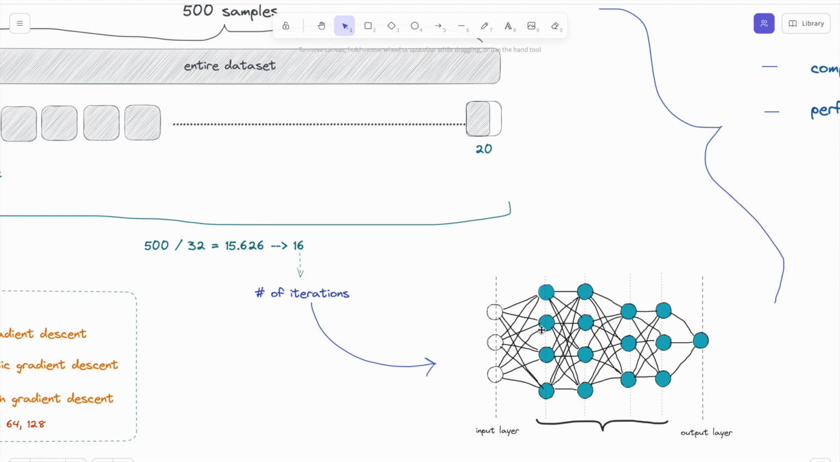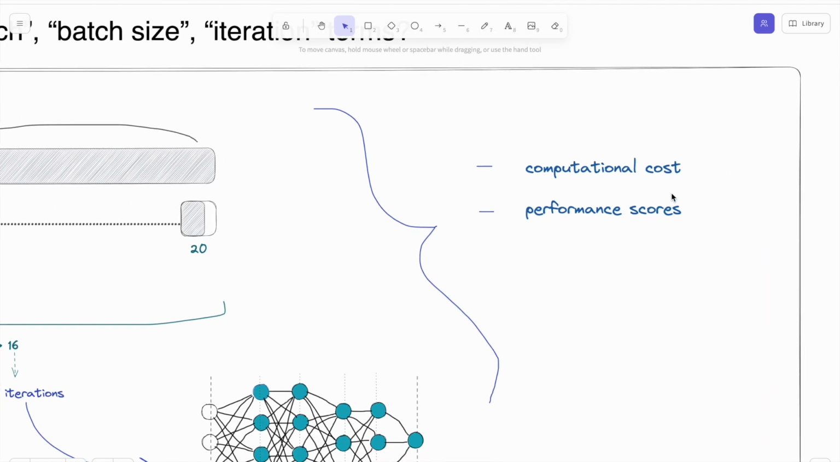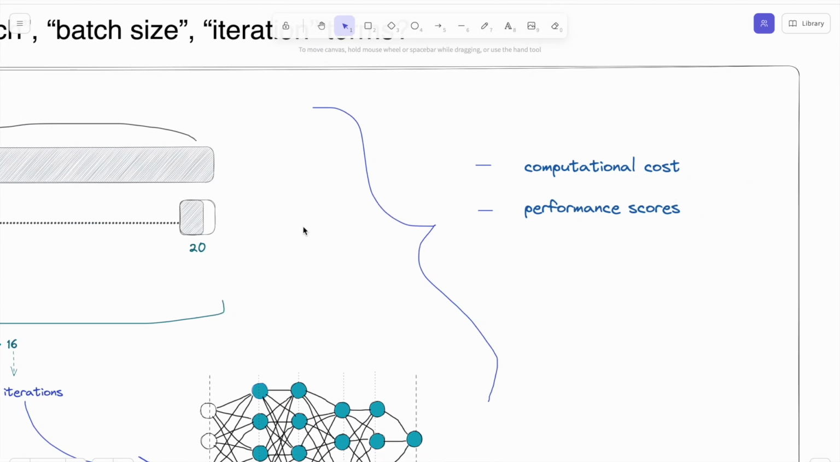So we can easily say that if the iteration size is high, then computational cost will also be higher, because in each iteration we will multiply the connection weights with inputs, and also we will find the partial derivative during the backpropagation. So at the end, we can say that these terms, epoch, batch size and iterations, are quite important for the model's computational cost and the performance scores.